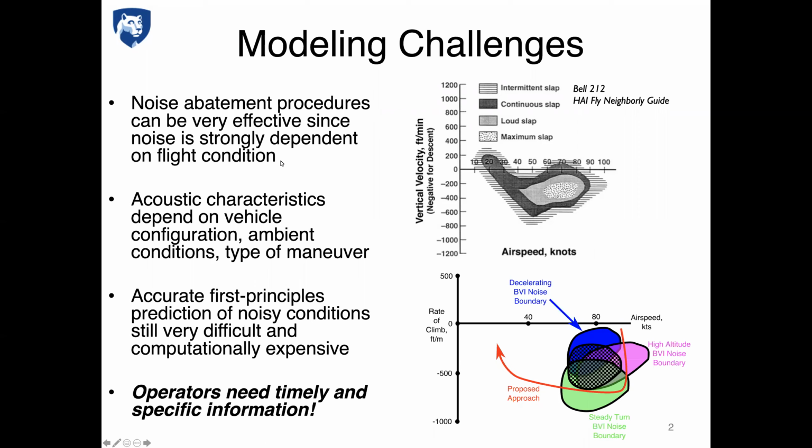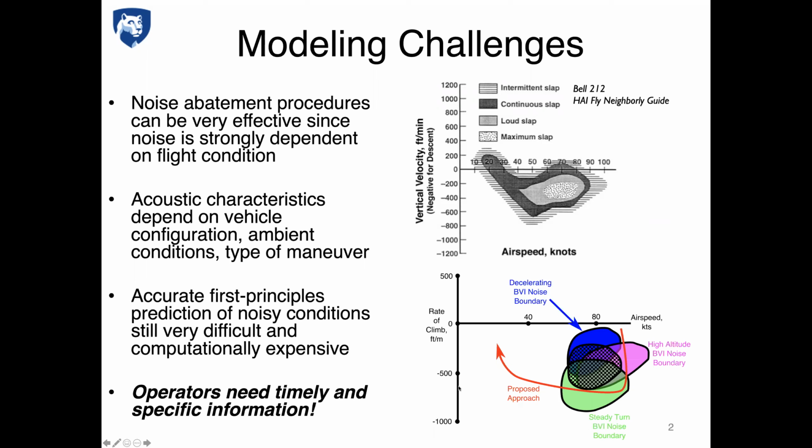And this can be really effective because, as this diagram shows, the noise radiation of the vehicle is very sensitive to its flight condition. Now, the acoustic characteristics, unfortunately for us, in terms of giving pilots guidance, vary quite a bit depending on the type of vehicle the pilot's flying, but also how that vehicle is configured. What's the gross weight? Are you carrying any external stores that change the drag? The ambient conditions, so air temperature and density, and what kind of operations you're performing.